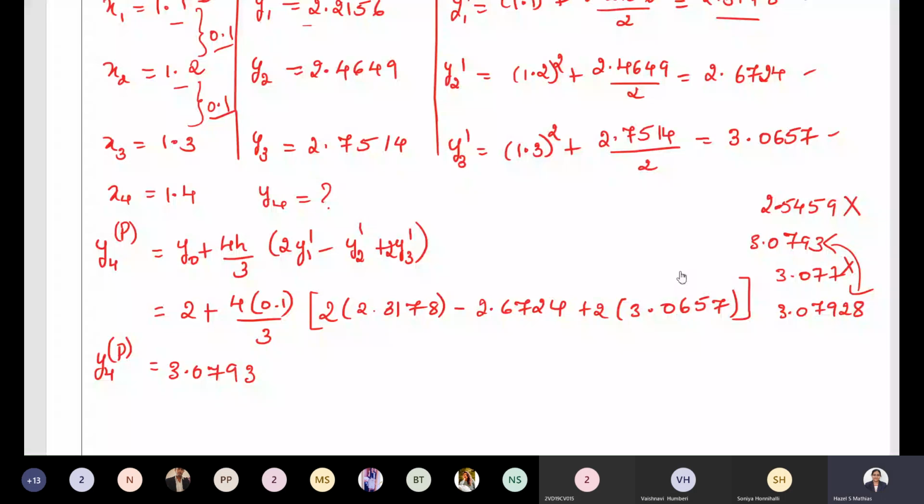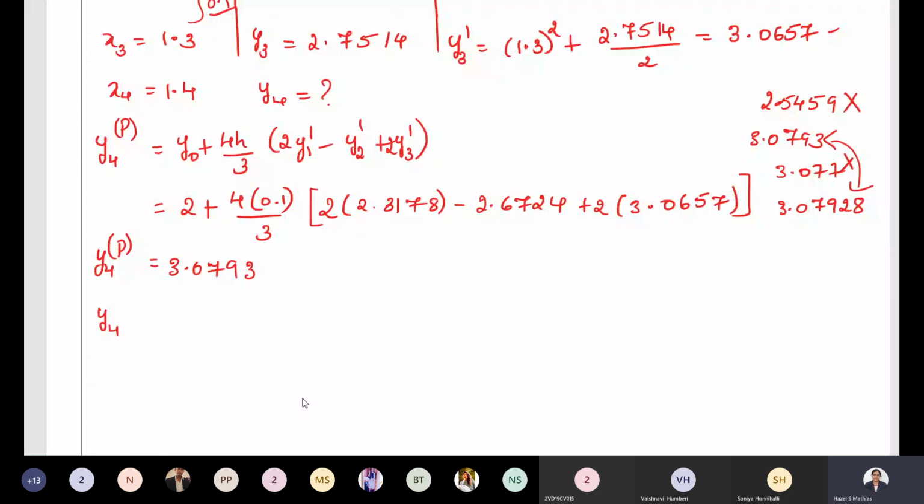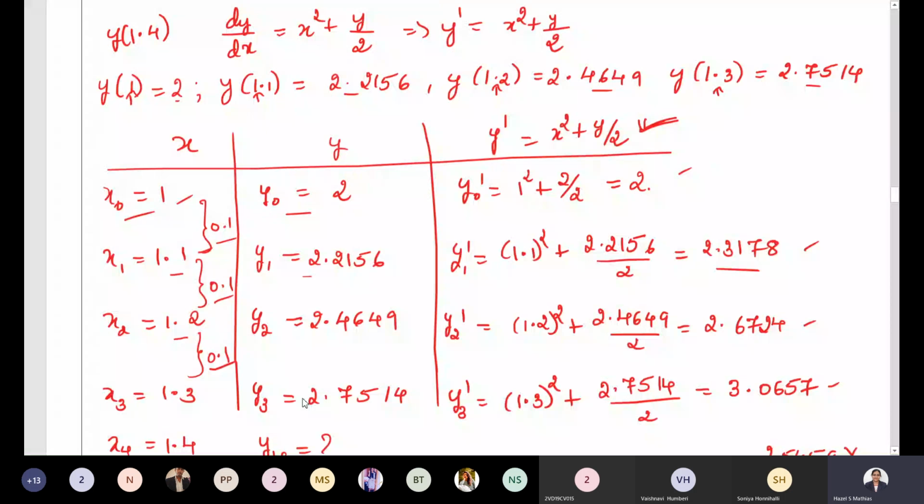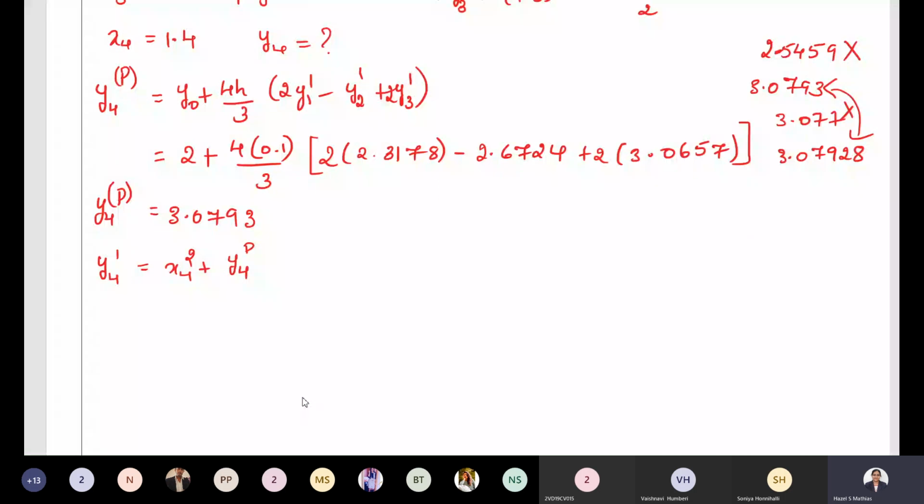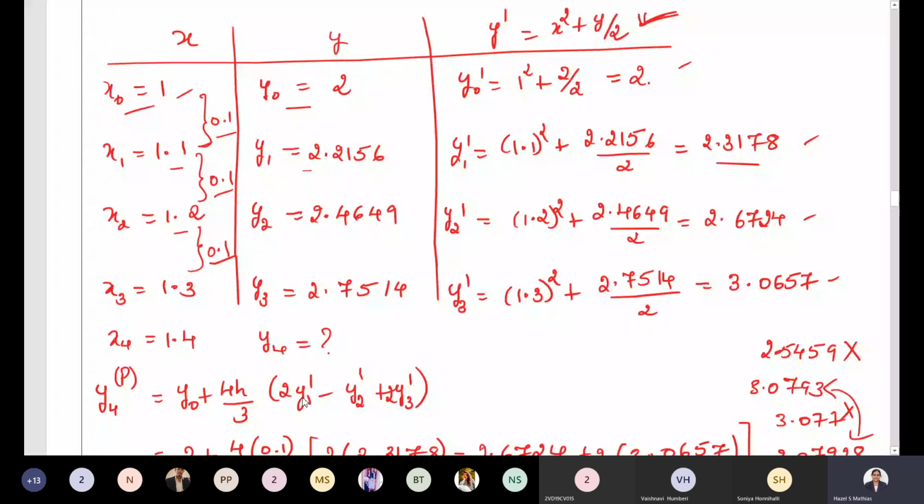Let's calculate the corrector value. In order to calculate the corrector value, we need the value of y4 dash. And what is y dash? Y dash is x square plus y by 2. So y4 dash will be x4 square plus y4p divided by 2, because in the question it is given, y dash is x square plus y by 2.